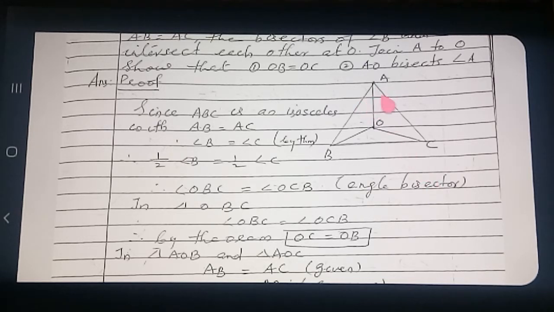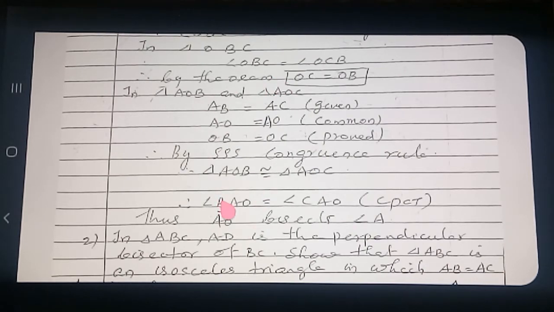These two angles are equal. What is the meaning? If these two angles are equal, the meaning is that AO bisects angle A. Bisecting means dividing into equal parts. Therefore, we can say AO bisects angle A. See here, I have written downside: angle BAO is equal to angle CAO. What is the reason? CPCT. Therefore, these two angles are equal, and so AO bisects angle A. Go through the sums properly, all of you, one time and copy it.